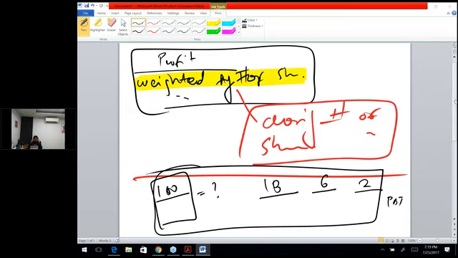Usman Khalid asked to discuss the difference between the audit risk and the risk of material misstatement. Audit risk is made up of the risk of material misstatement. So whenever we say audit risk, it's the risk of material misstatement multiplied by the detection risk.